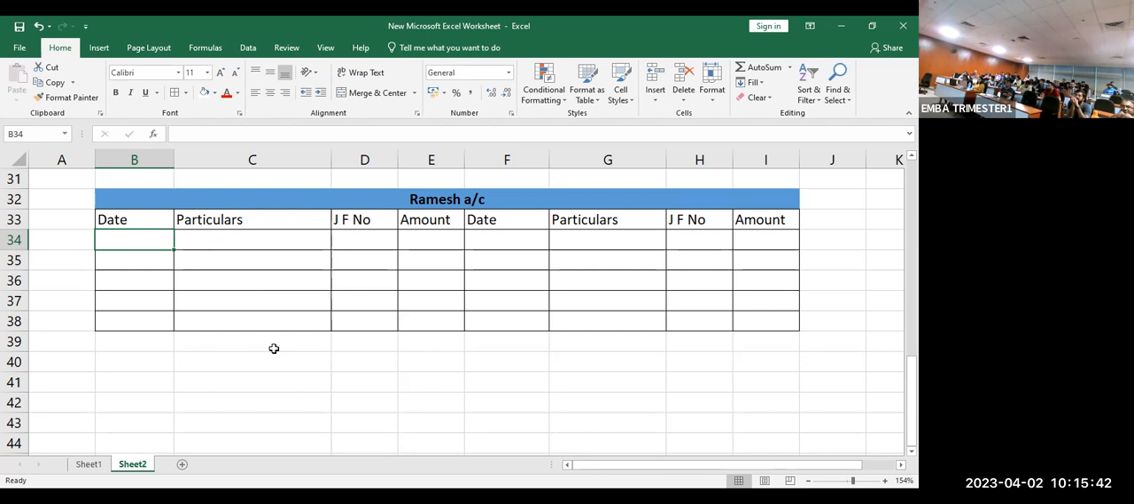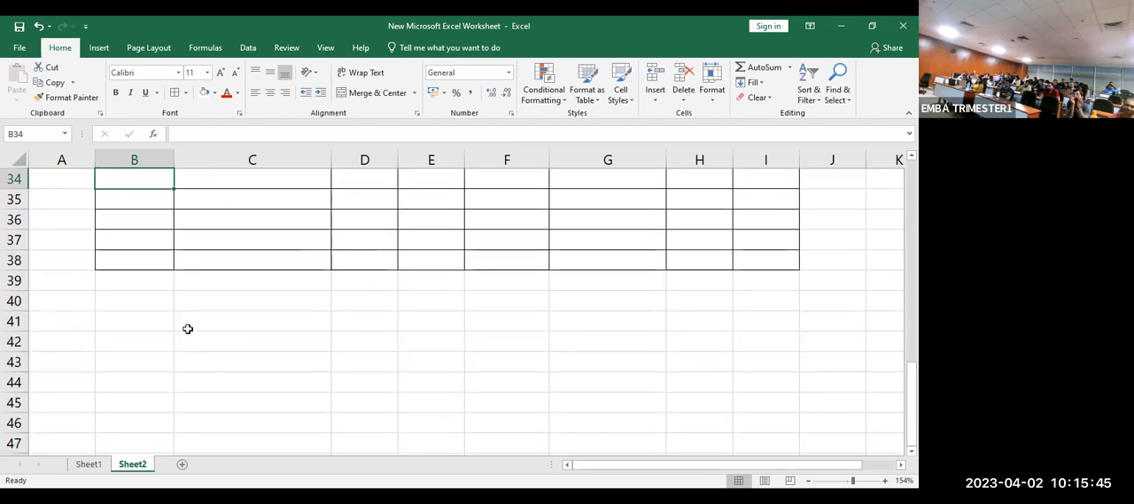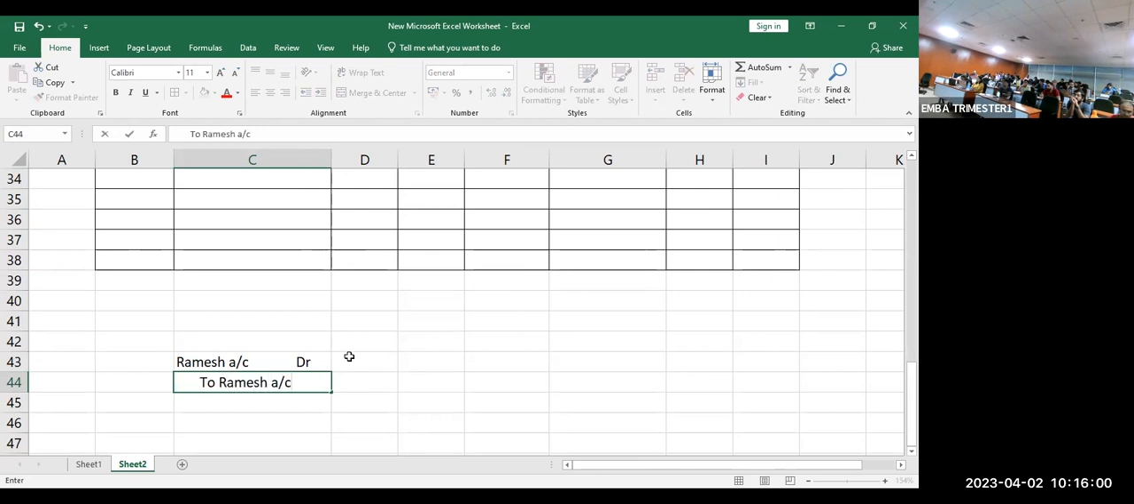Okay. Ramesh is buying goods. We are selling goods to him. What journal entry will we make? Ramesh account debit to sales account, with the amount. Is this clear? Suppose 1 lakh worth of goods. We invoiced 1 lakh rupees on Ramesh. This entry is fine.